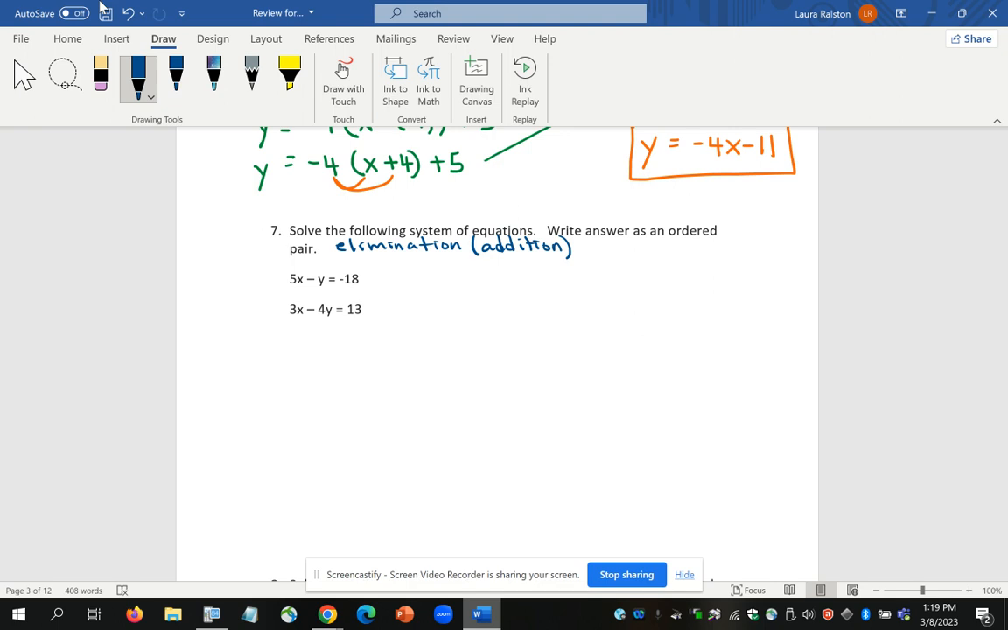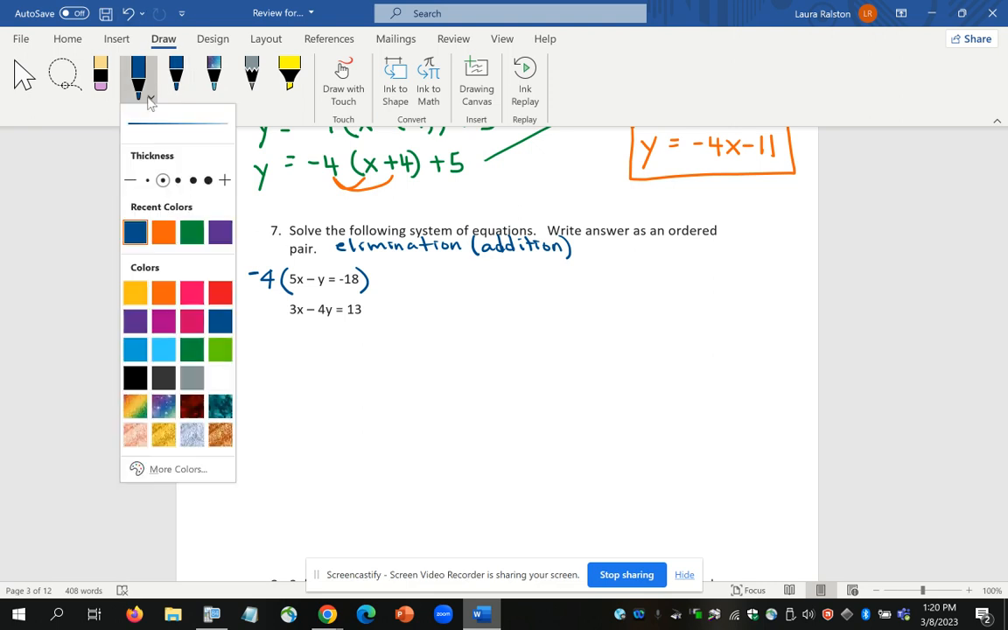Okay, so to do that, I need to have the same number in front of the x's or in front of the y's, and they have to be opposite. So I want opposite but the same number. I think it'll be easier if I eliminate the y's. So I'm going to multiply the top equation by negative 4, so that I can have a positive 4 there.